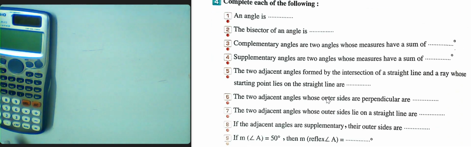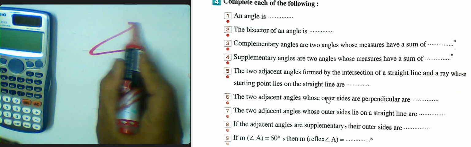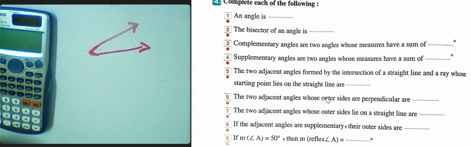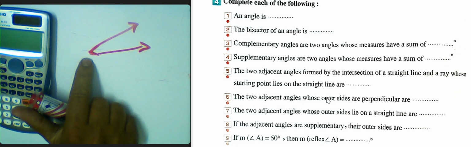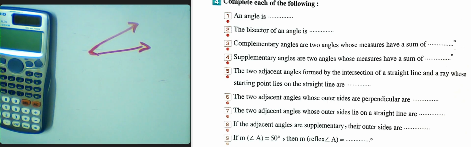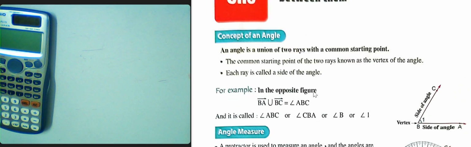Definition: an angle is a union of two rays which begin at the same point. We call this point the vertex of the angle. The common starting point of the two rays is known as the vertex of the angle. An angle is a union of two rays with a common starting point.